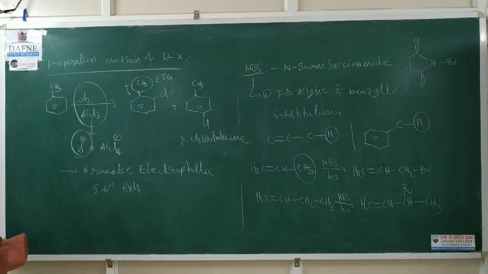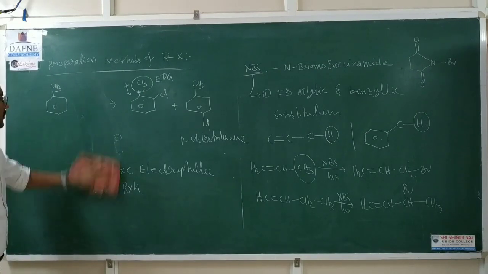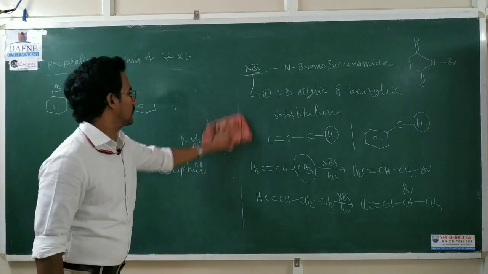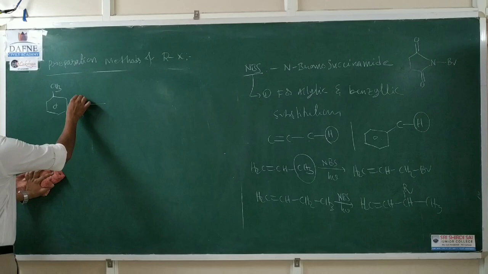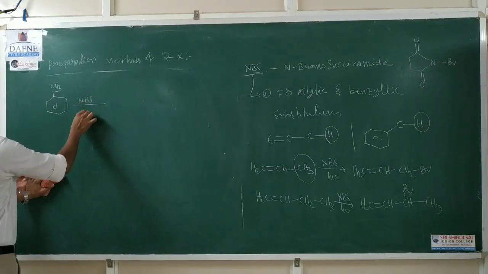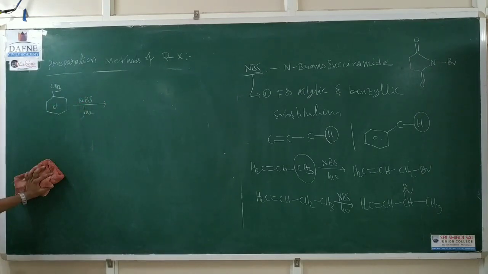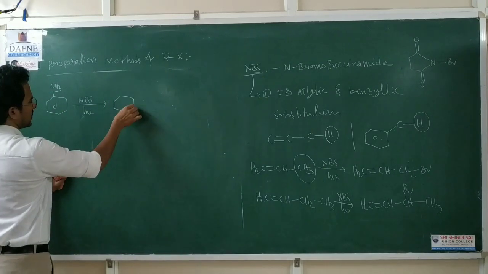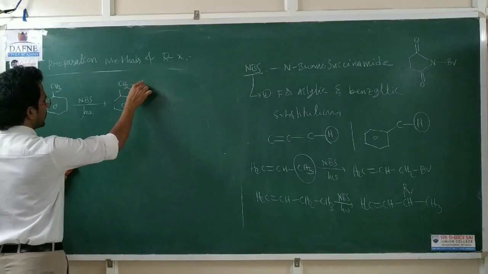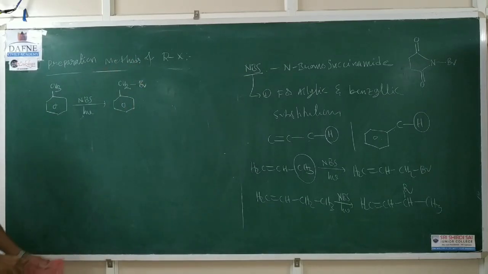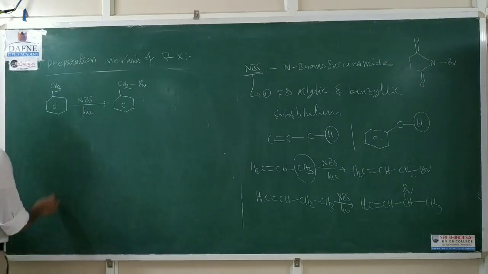Okay, so write this one. Let's see this one, NBS. This methyl carbon is a benzylic carbon. So on this benzylic carbon, that hydrogen is replaced by the Br. That's it. It is a benzylic bromide.